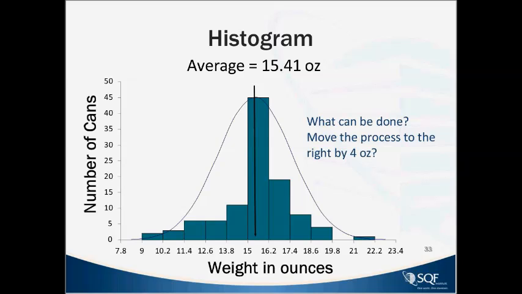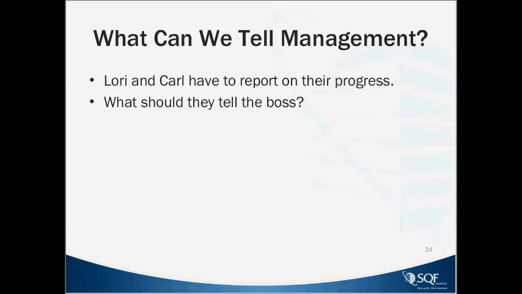So the question comes up: what are Lori and Carl going to tell management about their progress? What should they tell them? Well, quite clearly, we're not capable of filling enough jars at 15 ounces with the current formulation. We're not going to be able to fill that can up and make the 15 ounces, and we're going to have to scrap it or rework it. It's going to cost a lot of money.